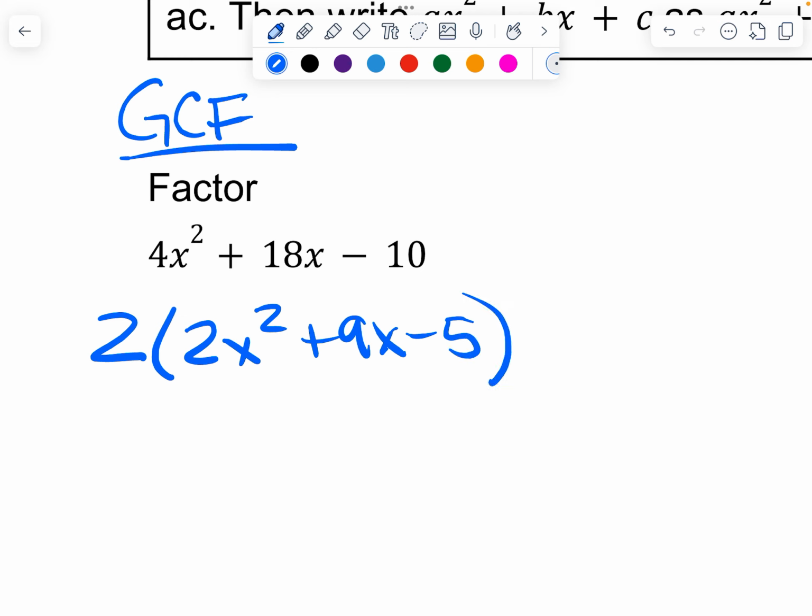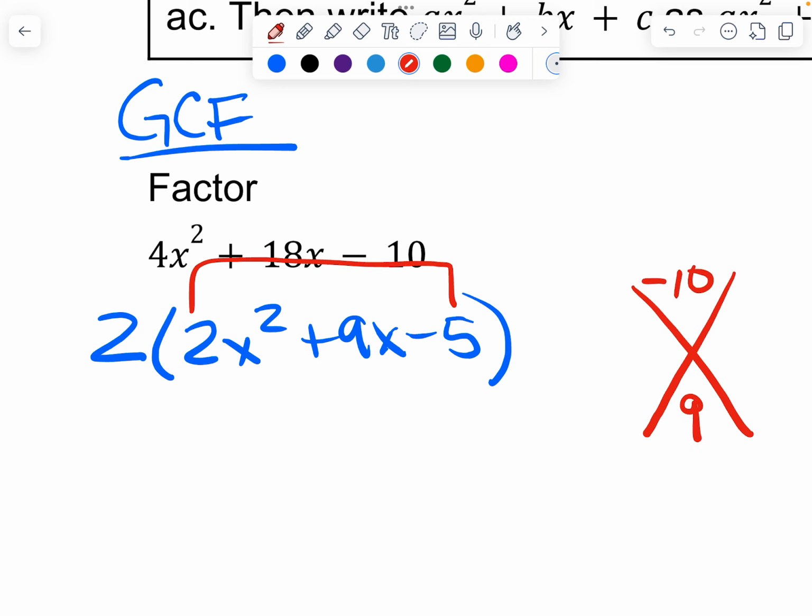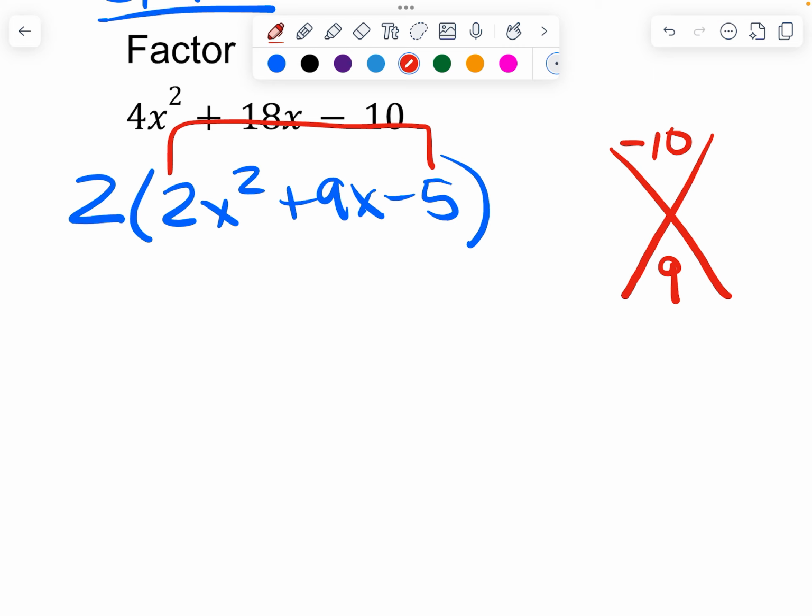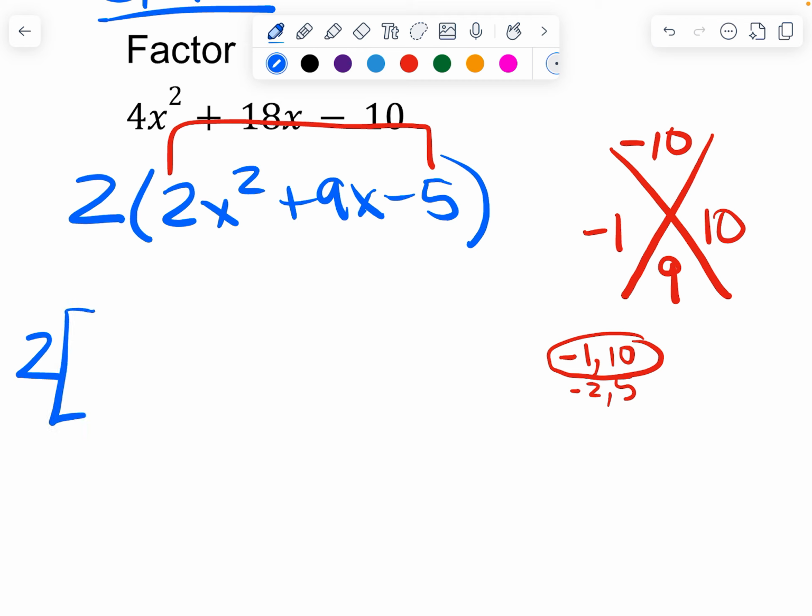So that's step 1. Then I need to do this right here. So I've got negative 10 adds to 9. So we know that the answer has to be positive. So I'm going to do negative 1 and 10, negative 2 and 5. This one right here adds to negative 9. So I'm going to put negative 1 and 10. Now, mind you, boys and girls, you've got to have that 2 out front. Okay, that is a part of the problem. You've got to have that out front.